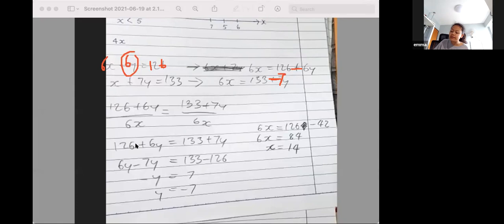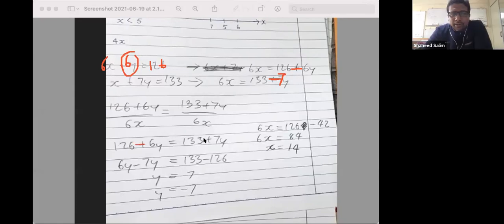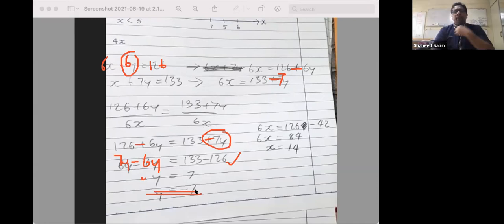So now down here, you have 126 minus 6y, 133 minus 7y. You bring the 7y over that side, this one becomes 7y minus 6y. This one is correct. So you get y equals 7, finish. Are we okay? Just be careful, just a little bit more.